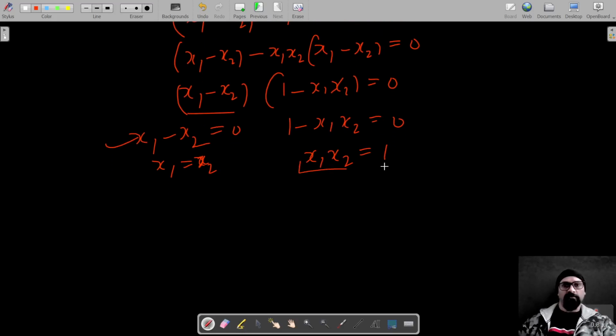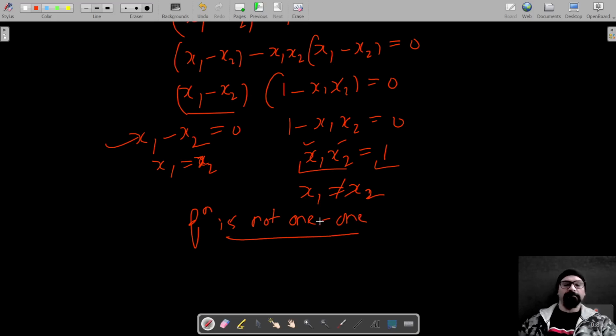So if x1 into x2, the product of two numbers, is 1, that means these two numbers are not the same. That is, x1 is not equal to x2. So that means the function is not 1, 1.